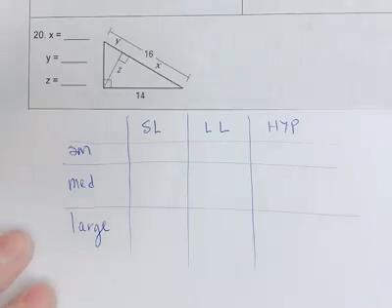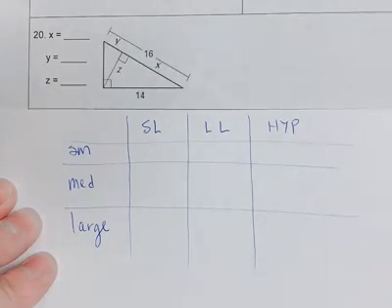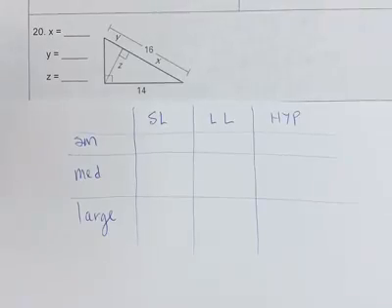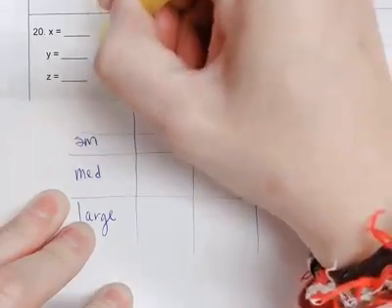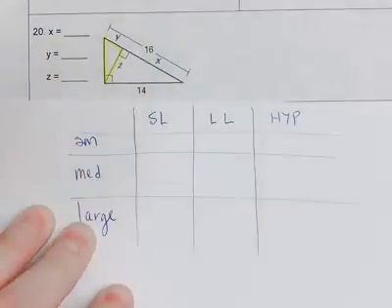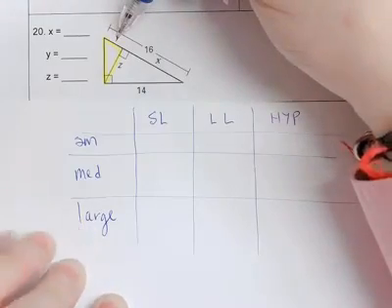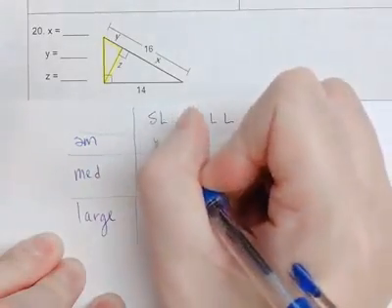Okay guys, so in this video, I'm going to show you how to use the 3x3 table to help you set up more complex similar right triangle problems. So we're starting out highlighting the small right triangle. The short leg is right here and it's labeled Y, so I would put small right triangle, short leg, Y.